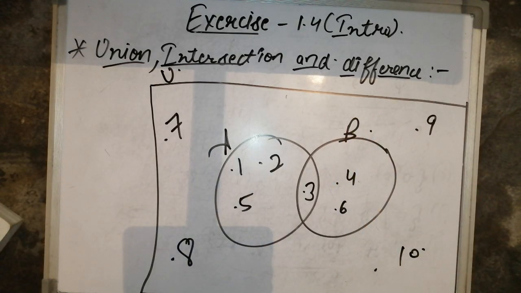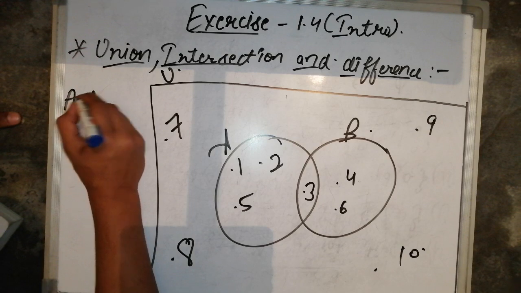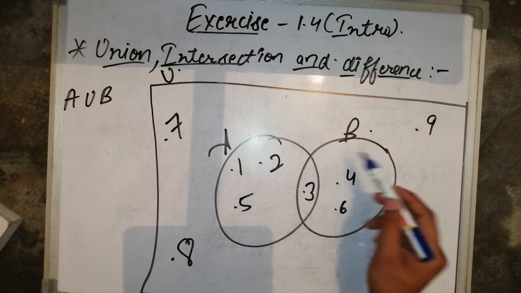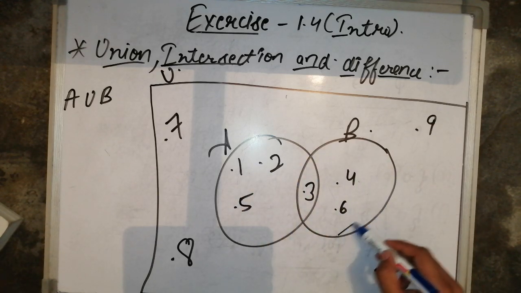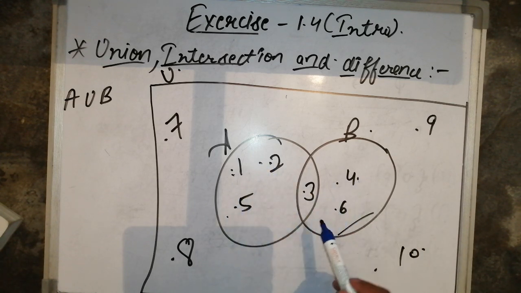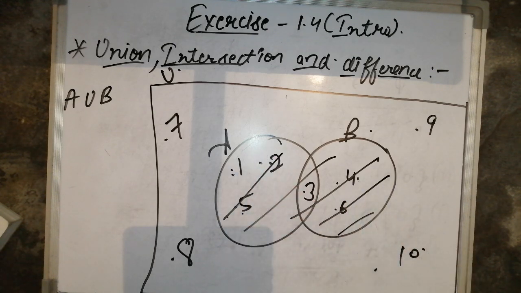So now let's talk about union. What is union? Firstly, let's talk about union of two sets, okay? And union is represented as U. Let's talk about A union B, okay? A union B will consist of the elements of both the sets, which are 1, 2, 3, 4, 5, 6, okay? Both the sets, okay?